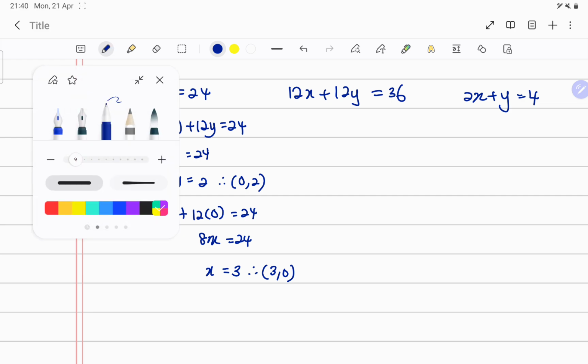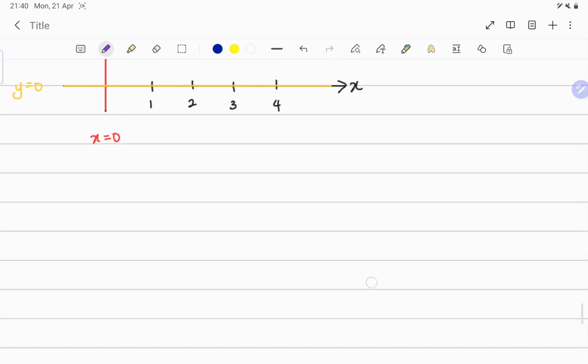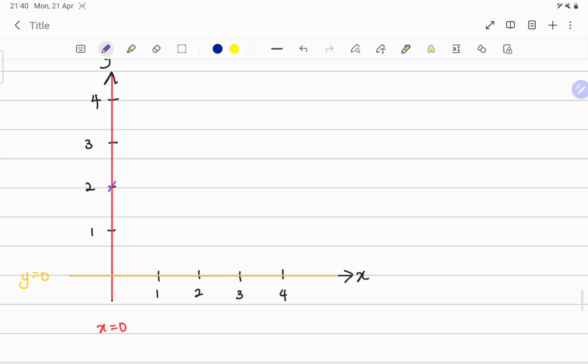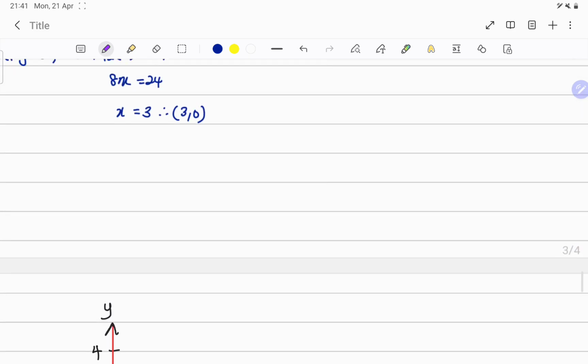Okay, now we're going to use another color. I will use purple color for this equation. Okay, 0, 2 and 3, 0. So we have this line. Let's connect these two, and then what you need to do is just use your ruler. Okay, now you need to put the graph equation, 8x plus 12y equal to 24. So you must put equal here. Okay, and now we're going to proceed to the next one.